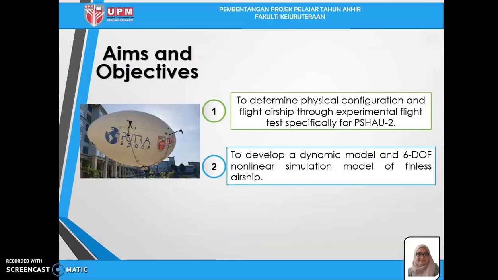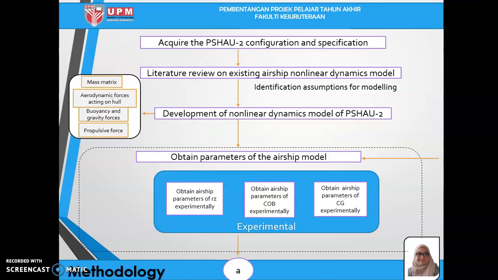So in order to overcome those problems, the aims and objectives of this project are to determine the physical configuration and flight of the airship through experimental flight tests, specifically for PSR2, our very own finless airship in UVM, and second, to develop a dynamic model and 6 degrees of freedom nonlinear simulation model of the finless airship.